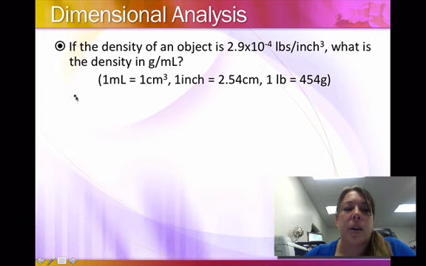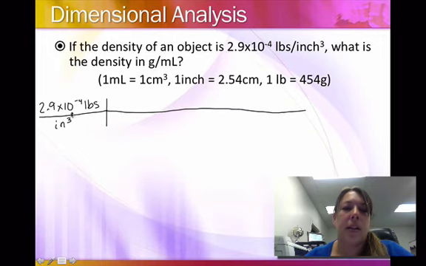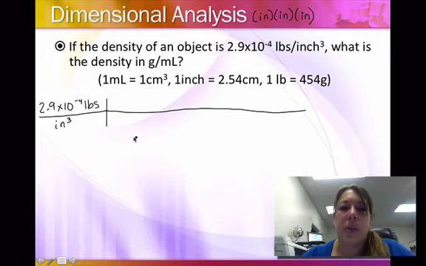All right, this is the last one. If the density of an object is 2.9 times 10 to the negative 4th pounds per cubic inch, what is the density in grams per milliliter? All right, this one is tricky because we're dealing in cubics. So remember, if I see the inches cubed, that really means an inch times an inch times an inch. So we need to think of it when we're doing the problems like this.